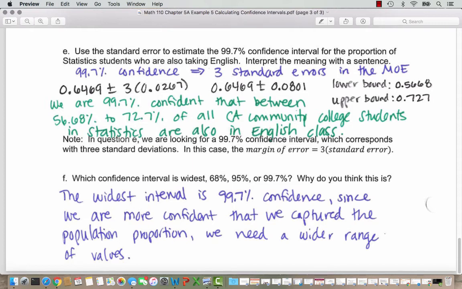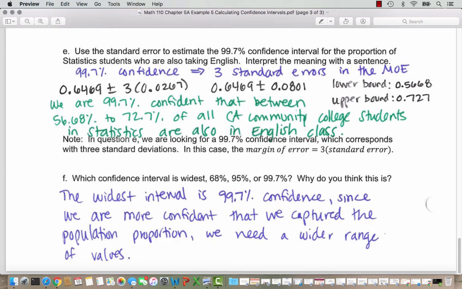That check is always the first thing you have to do before jumping into these kind of calculations. So we are going to calculate 0.6469 plus or minus 3 times our standard error, the 0.0267. So I multiply 3 times the standard error first. So now my calculation is going to be 0.6469 plus or minus 0.0801. So we subtract to find the lower bound, or the lower limit. So that is 0.5668. And then we add to find the upper bound, and that is 0.727. So notice the lower bound goes lower than in the earlier interval that was only 68% confident. And the upper bound goes higher than the earlier interval that was only 68% confident.